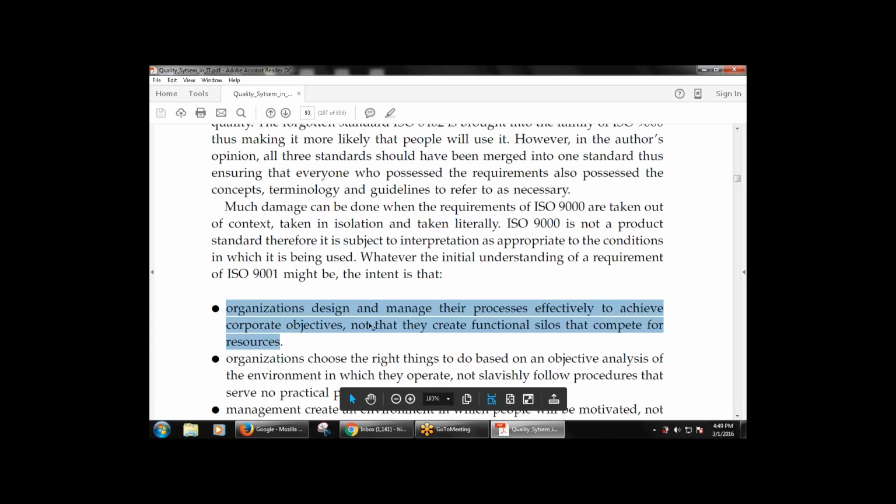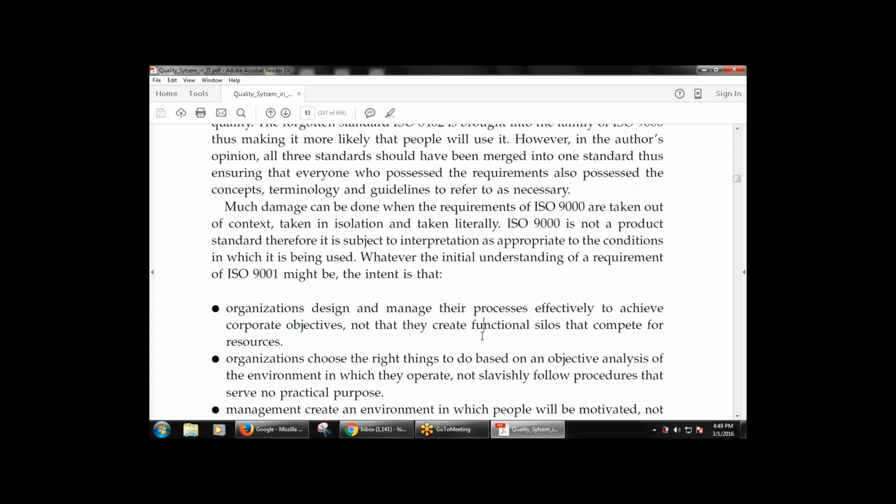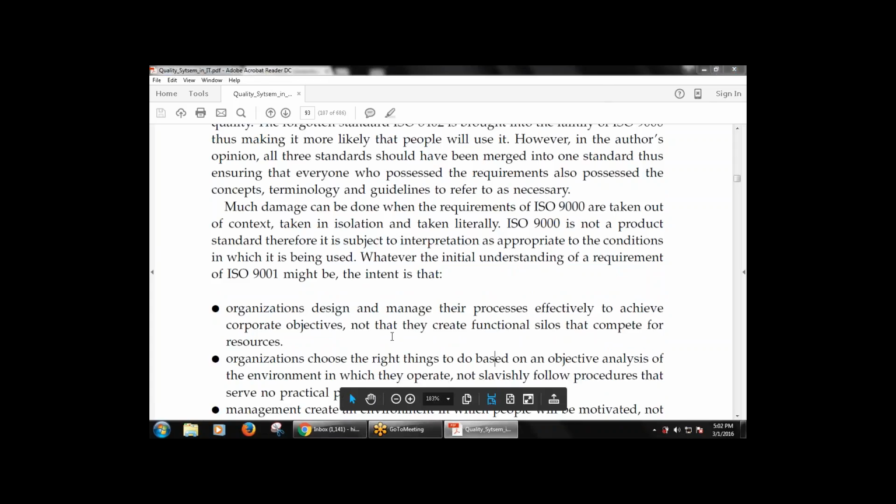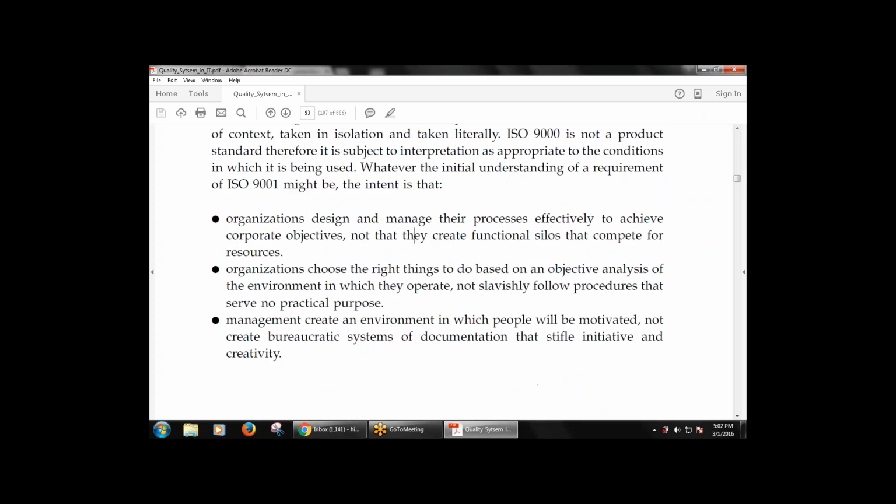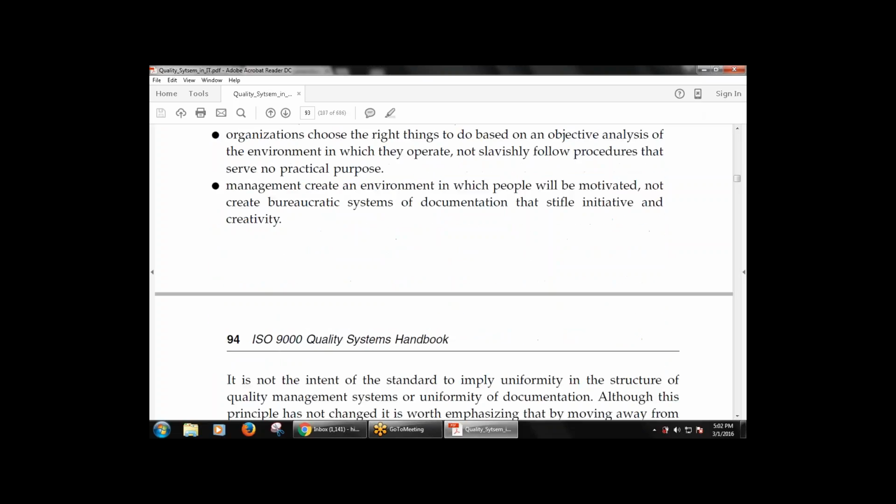Organizations design and manage their processes effectively to achieve the corporate objectives. Note that they create functional silos that compete for the resources available for the production side and other sides. So these are the 4 designs that should be included. For the ISO 9000 standards, the organization designs and manages its processes effectively to meet the requirements of the corporate objectives.